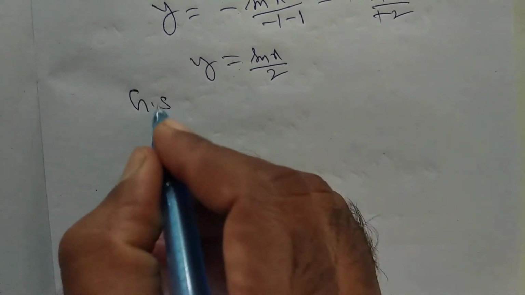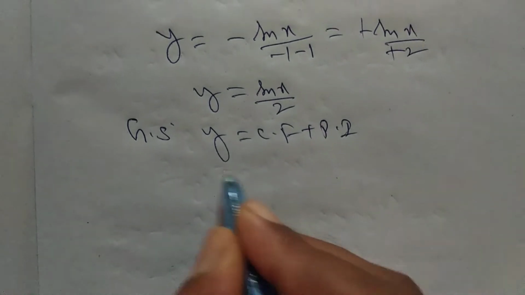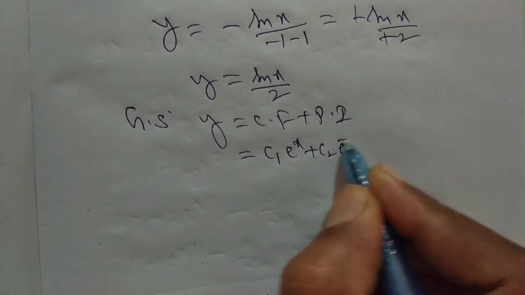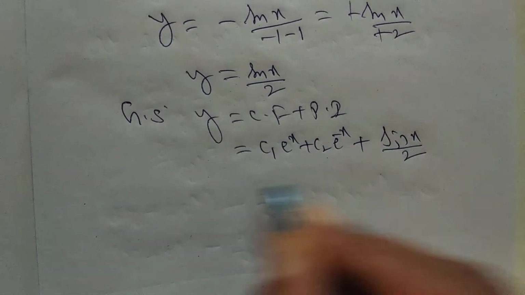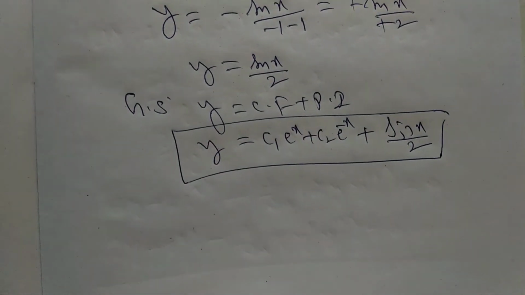Now you have to write the general solution. y is equal to complementary function plus particular integral. What is the complementary function? c1 e power of x plus c2 e power of minus x, plus the particular integral sin x by 2. So this is the general solution of the given problem.